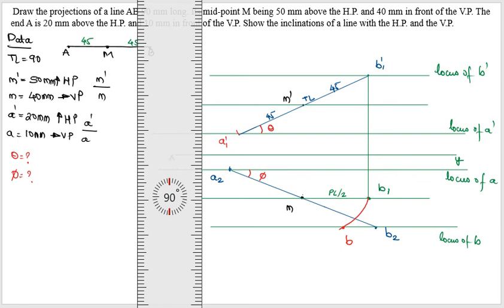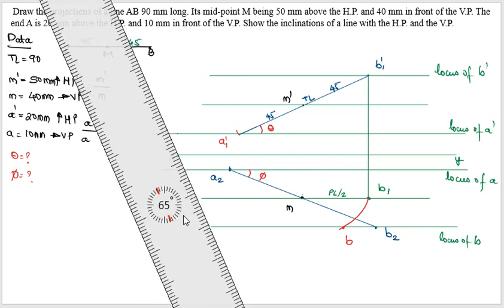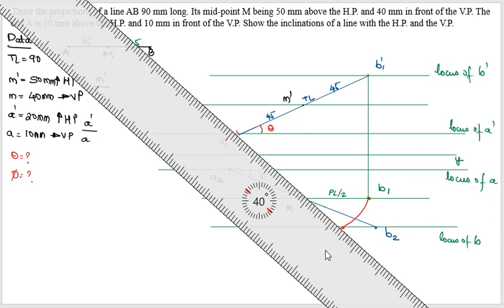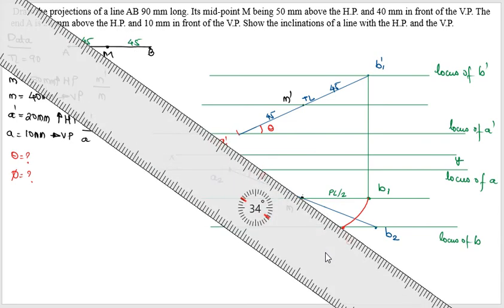After getting the point B, use the scale and connect these 2 points, M and B. So this is my top view by 2. It is the top view, because this was the PL by 2.